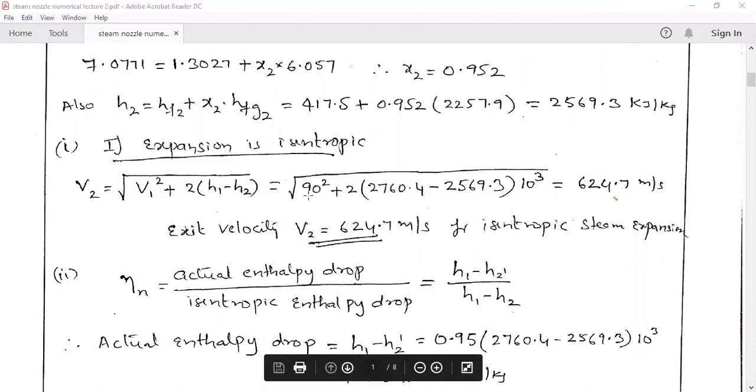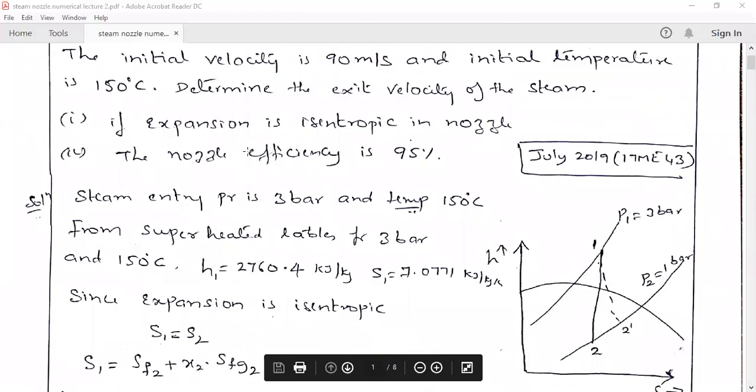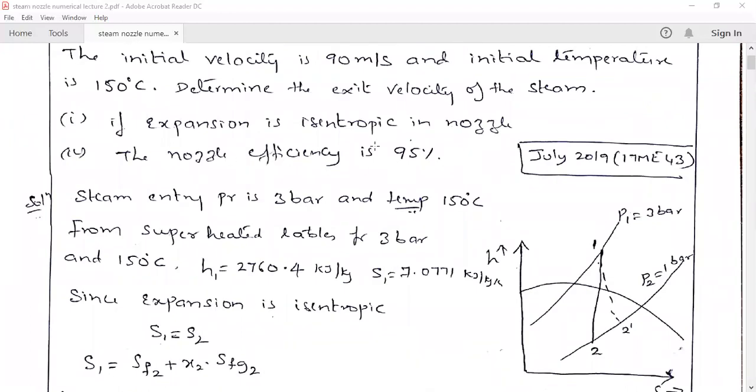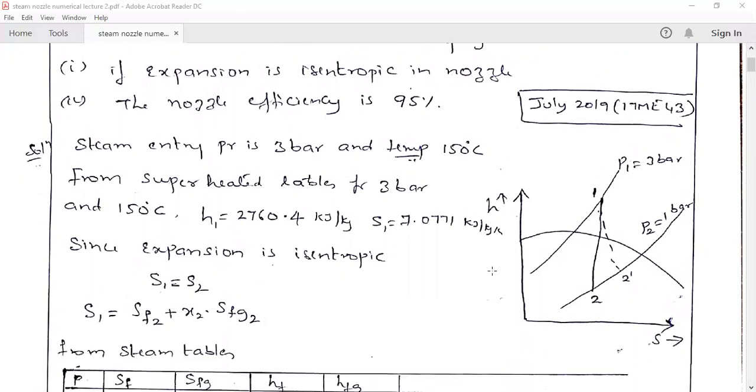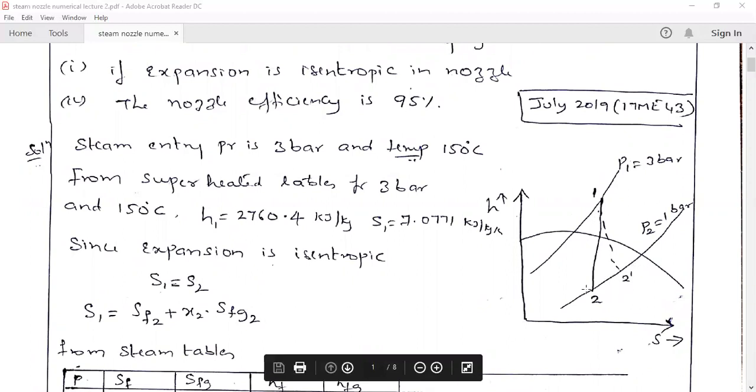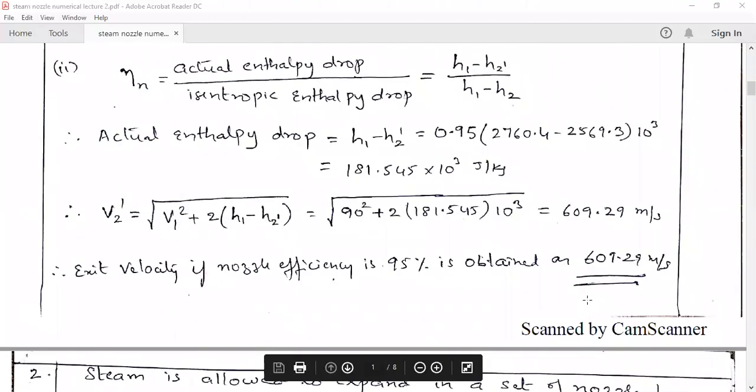Next is the second case, after the first case. In the second case, they say there is a nozzle efficiency of 95%. That means due to friction, the nozzle is not 100% efficient, and the enthalpy of the steam which is coming out will be higher than the ideal case. So in the ideal case it was H2, but here it is H2 dash, which is higher than the ideal case. So how to find that H2?